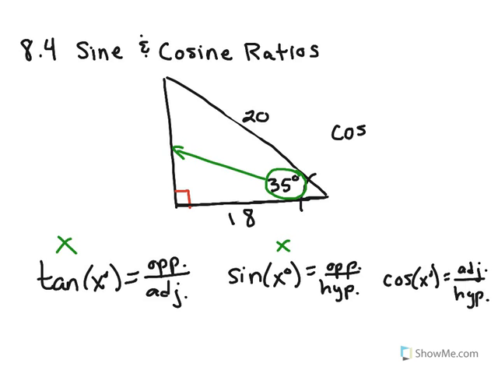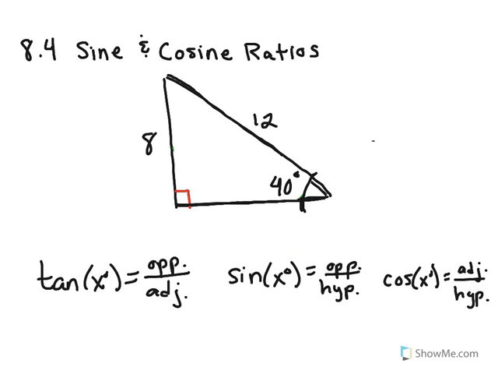So I would write the cosine of 35 degrees is equal to, and then we have the adjacent side. So the adjacent side will be touching this angle, and that looks like it will be 18. And the hypotenuse is always the side opposite the right angle, so that would be 20. That's how I could set up that ratio. Let's look at another one.